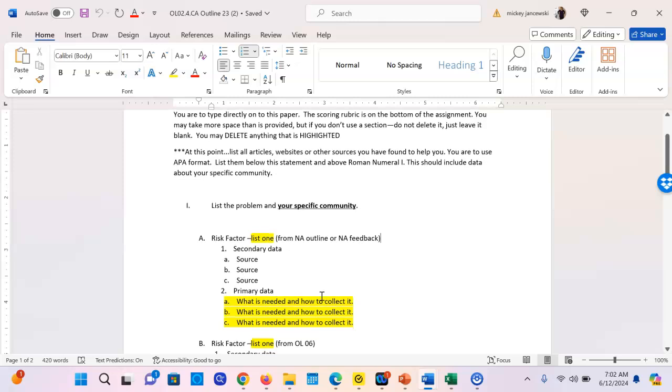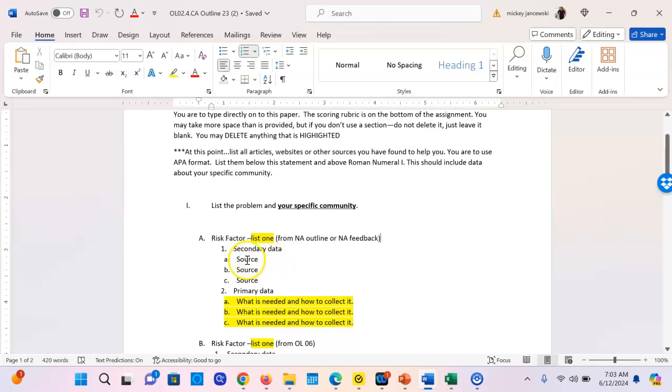Then we get down to the risk factors. So it says list risk factor 1, and that comes from the needs assessment outline or needs assessment feedback, or you may change your risk factors at this point, and there may be a risk factor you have never discussed. But what you're going to do is list one risk factor, then you're going to list the secondary data. Remember, secondary data are data that's already collected for you, but the data must be about your community. So in your needs assessment outline and paper, you had data about the U.S. Now you need data for your population in your community. And in class, we talked about ways you could find that information.